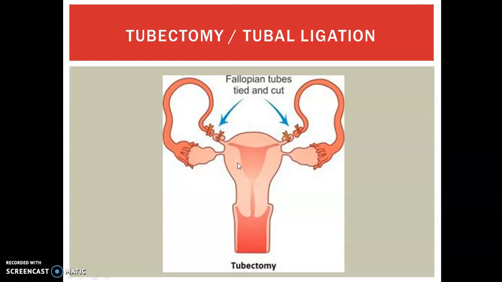This is normally occurring. But in this case, the fallopian tube is cut and tied. So the ovum that is released from the ovary will not reach here, and the sperm will not meet the ovum. So the meeting of the sperm and the ovum is prevented because the fallopian tubes are cut and tied together. So that is tubectomy.